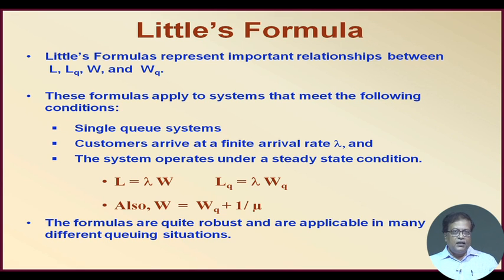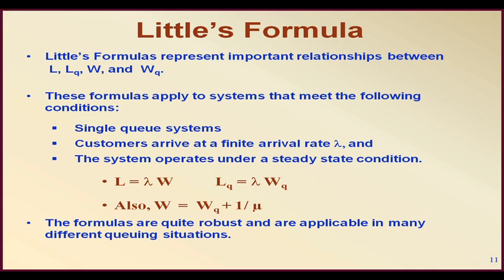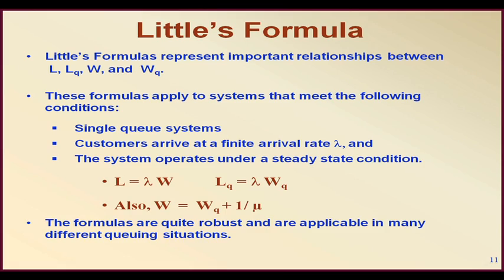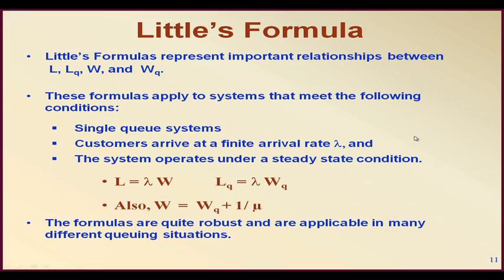I am not really showing their derivation and how they have come, but let us take that these formulas are available and are very important, and they help us obtain the steady state parameters of a queuing system. If we can calculate one of them, particularly the one whose formula is the simplest, say L or W, then we can get all the other 3 using Little's formula. So, please remember Little's formulas are very important, and not only that, they are quite robust, that means they are applicable in many different queuing situations.